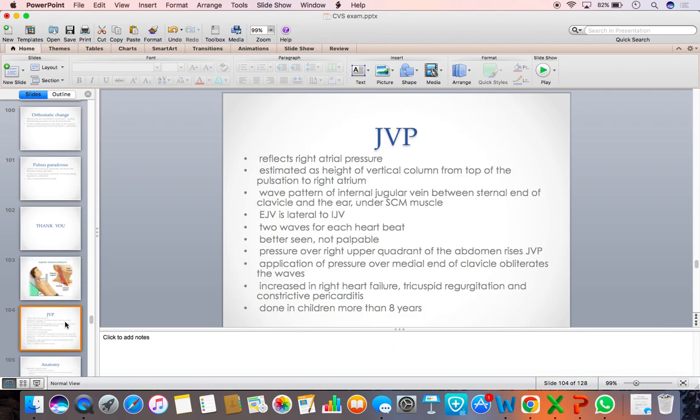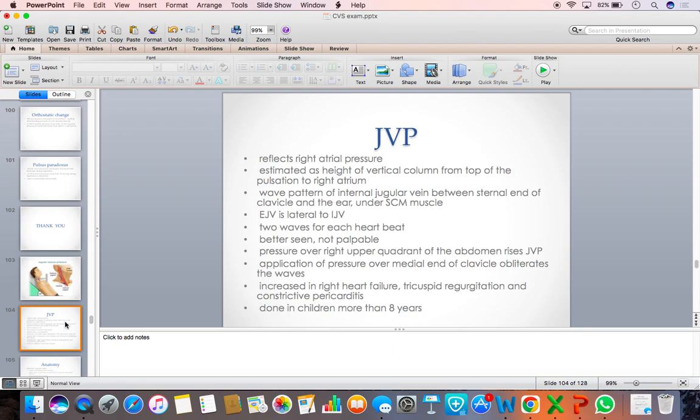So you will observe the wave pattern of the internal jugular vein between the sternal end of the clavicle and the ear. So this vein runs under the sternocleidomastoid muscle. So the internal jugular vein lies internal to the external jugular vein, and you'll find two waves for each heartbeat. These waves are better seen than palpable.